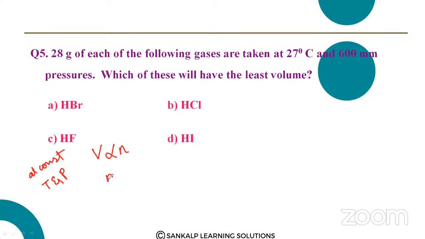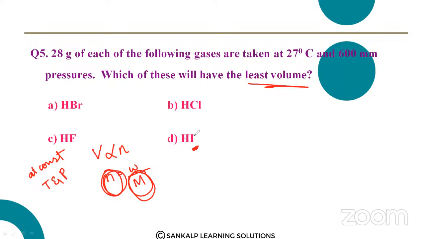So how is n given? n is given by mass of the gas upon molecular weight. So n will be least when molecular mass is more. What they have asked is which gas will have the least volume. When n is least, M should be higher. So which will have more mass here? It will be iodine, right? Iodine will have the higher mass.